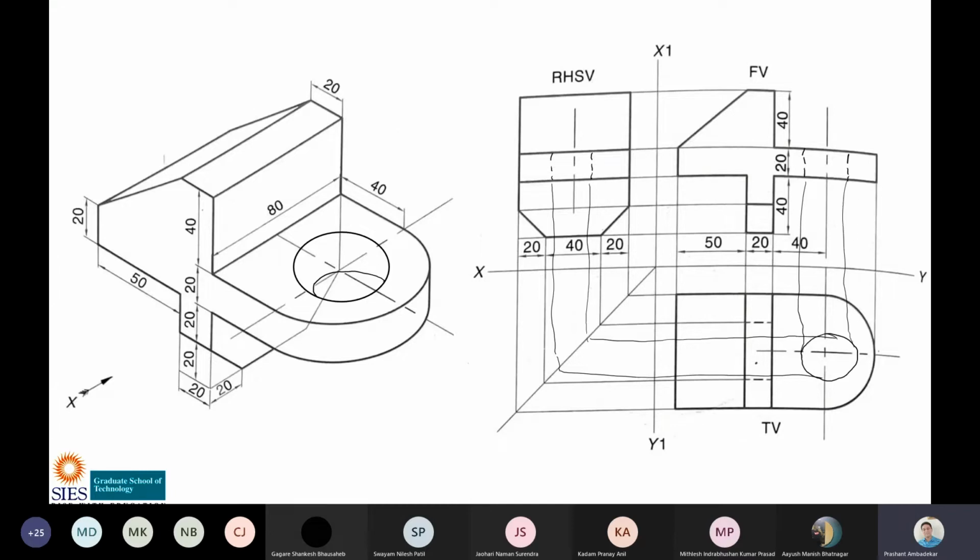Is it clear to all of you? Any doubt to any student? No sir, understood.